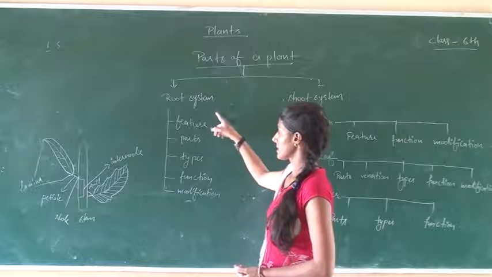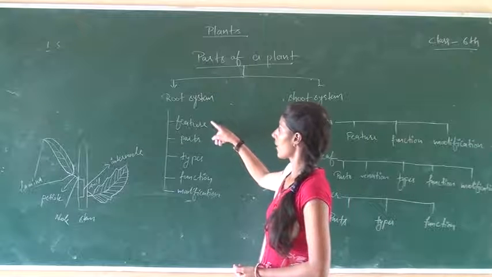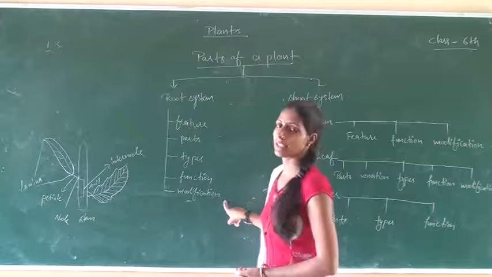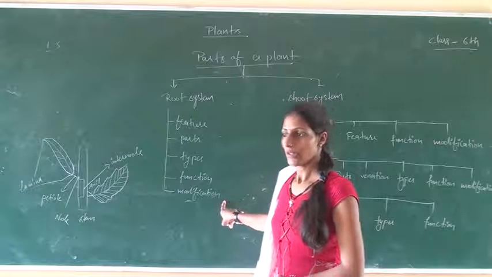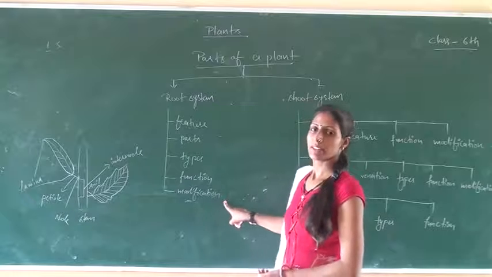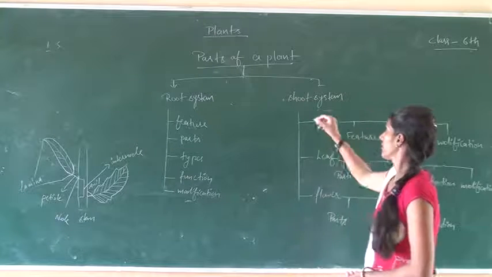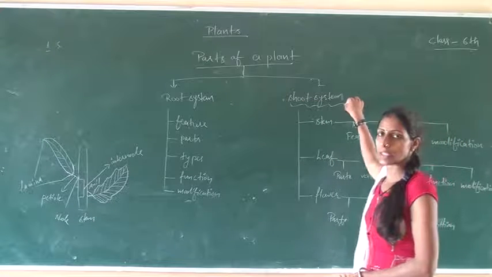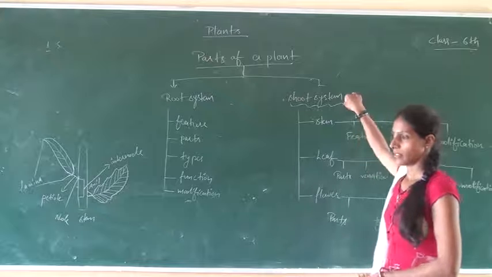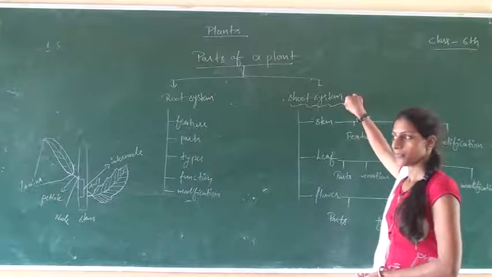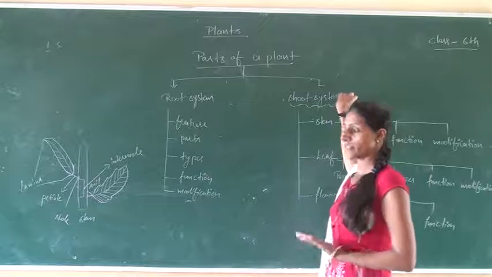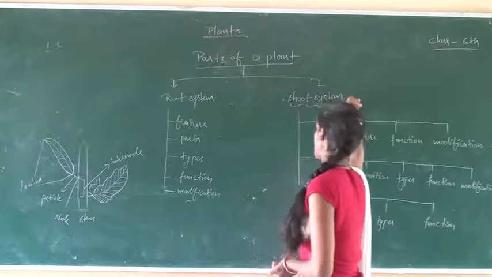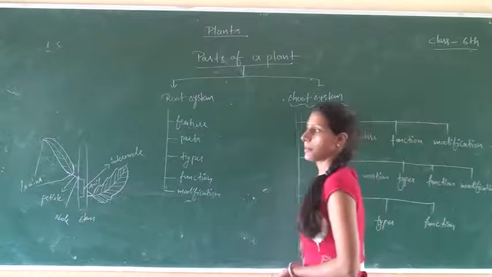After that, we have discussed the features of the root system: parts, types, functions and the modification of the root system. We had already discussed that. Now today we will discuss the shoot system. What is the shoot system? The part of the plant which is above the surface of the earth is known as the shoot system of the plant.